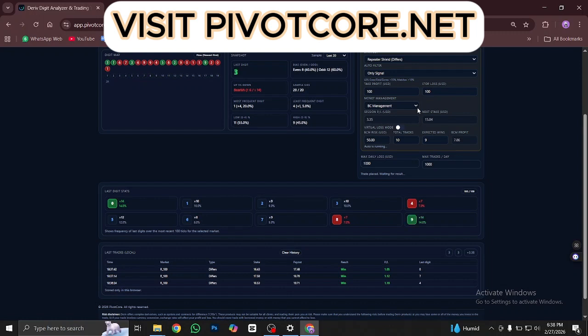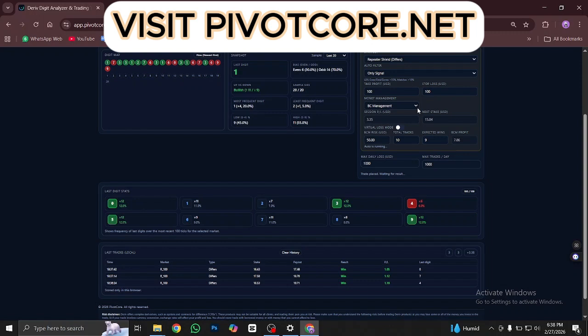You can see how the platform manages the risk. We aren't just gambling. We've set specific parameters to ensure that even if the market shifts, our capital is protected. This level of control is why PivotCore is becoming the go-to tool for serious synthetic index traders. No more panic, no more greed, just pure, calculated automation.